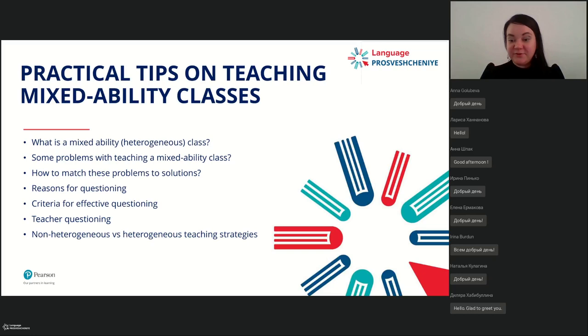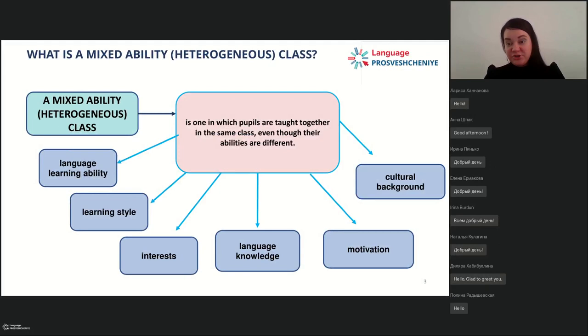Let's get started. First of all, mixed ability or heterogeneous class. The simplest definition, as Penny Ur put it, and which I do love, is that any class of two or more is a mixed ability class. So basically, we either have one-to-one classes, I mean teacher and student, or we have to teach mixed abilities or heterogeneous classes.